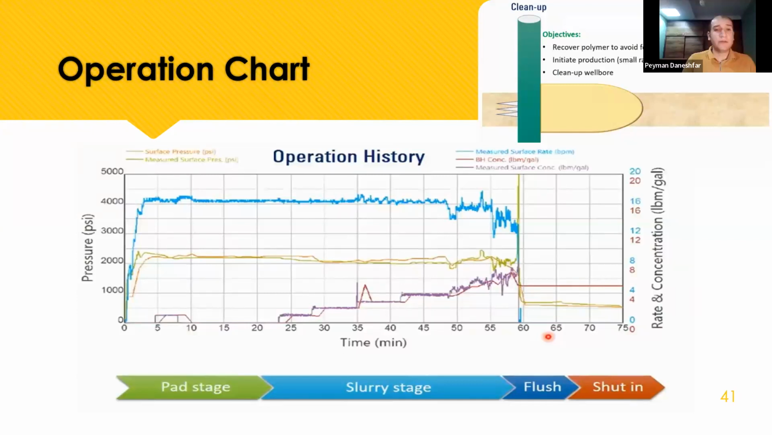This is just a sample of the operation history. We pump with the pad stages, with the slurry stages, flushes, and shut-in. You can find the difference between the pressure and the rate of the pumping and all.